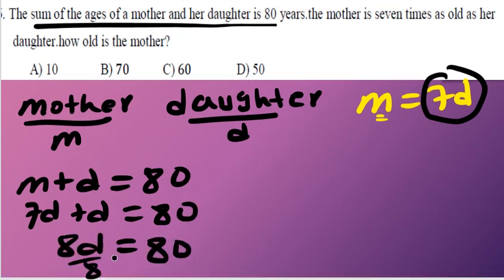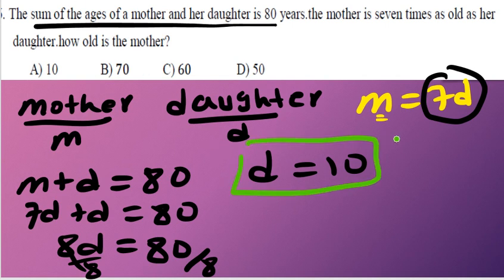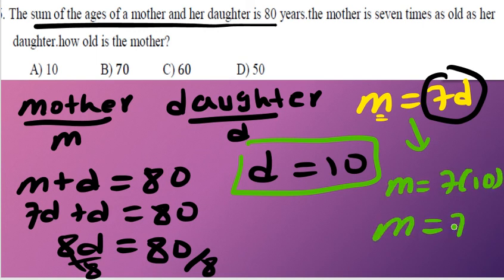If I divide by 8 on both sides, the daughter's age is going to be 10, because 80 divided by 8 is 10. So how old is the mother? We are asked for the mother's age, not the daughter's. The daughter's age we got already. So from this equation, the mother's age is going to be 7 times 10. So the mother will be 70. So that is found at B.